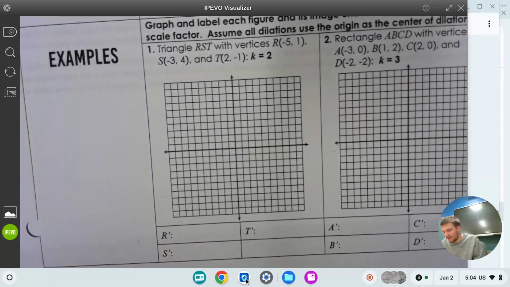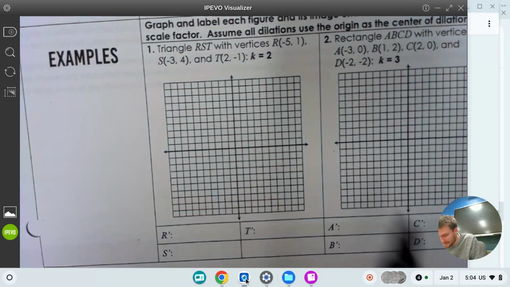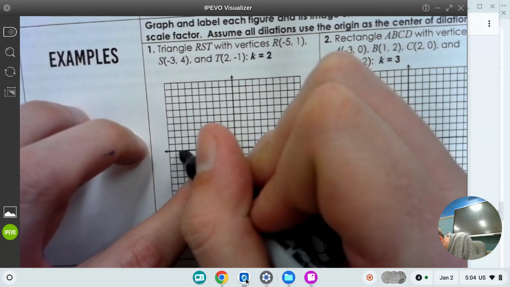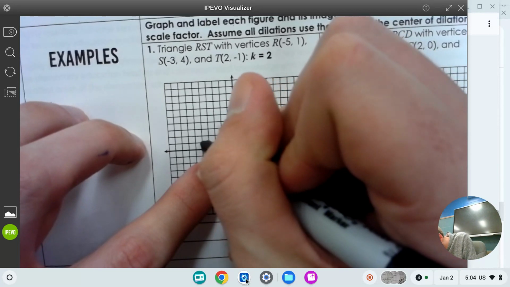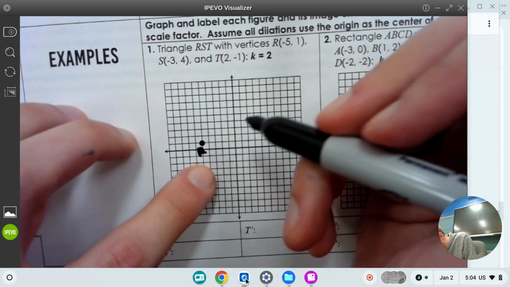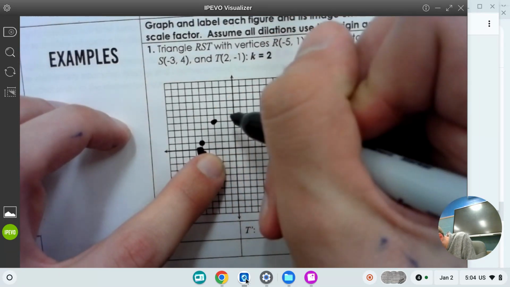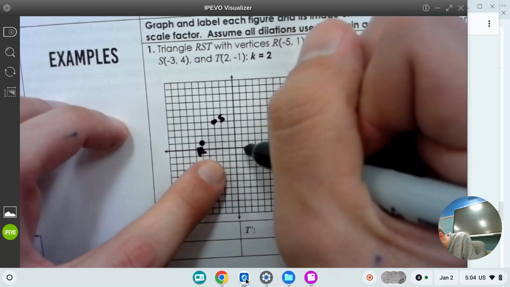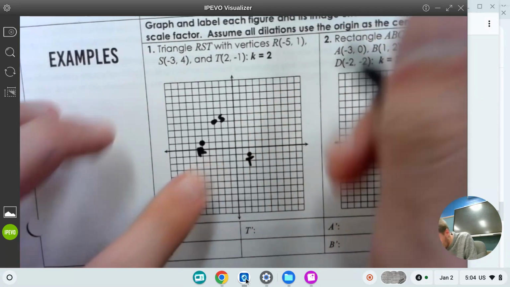So, starting off here, we've got our triangle, RST. Oh my god, we got a different size grid. I gotta count. 1, 2, 3, 4, 5, 6, 7, 8, 9, 10. All right, they're 10 big now. 1, 2, 3, 4, 5, 1. -5, 1. That is R. Then we've got -3, 4. That is going to be S. And then we've got 2, -1. That is going to be T.